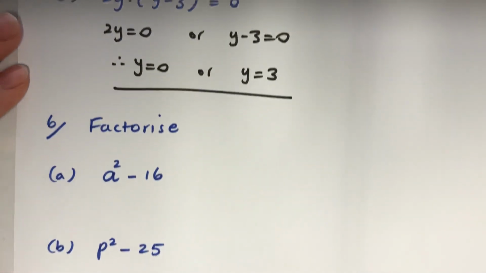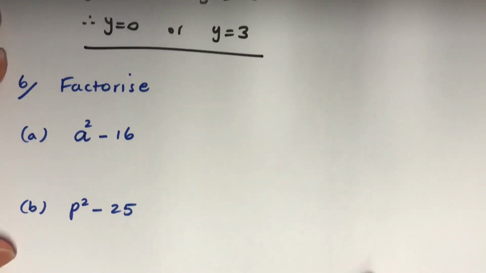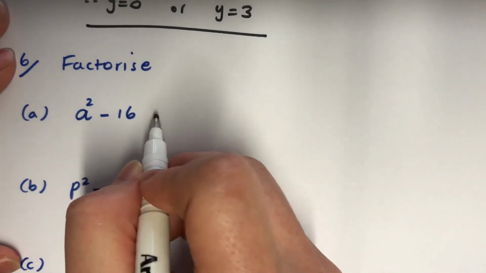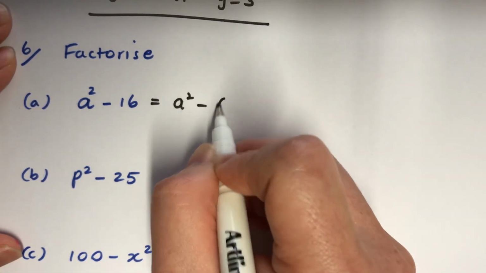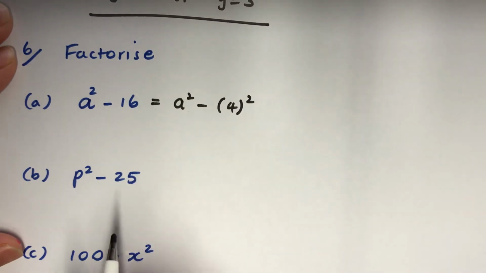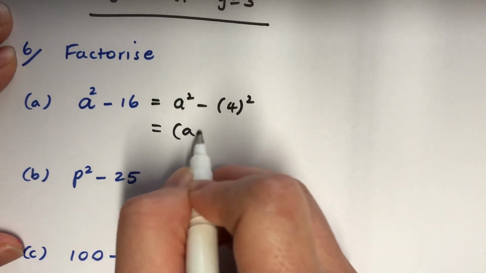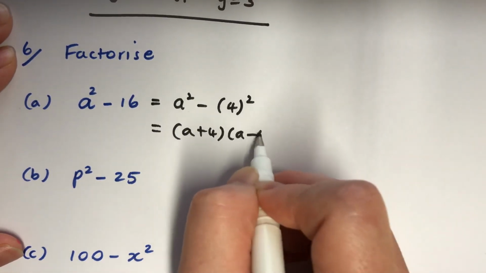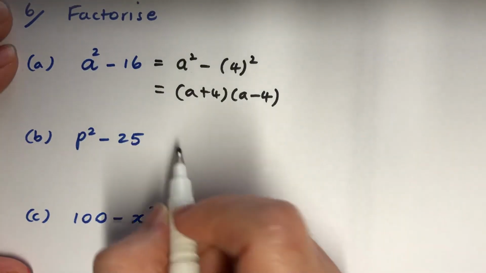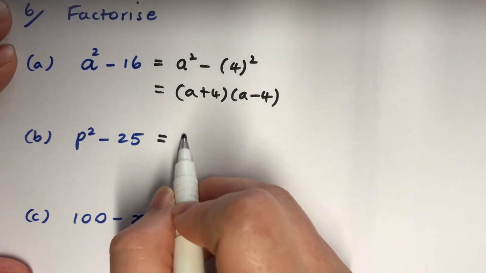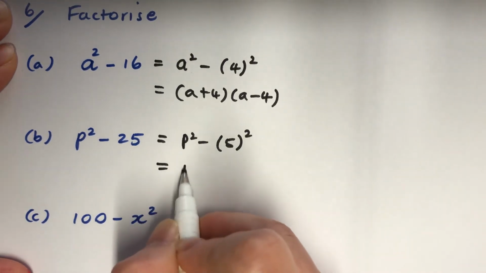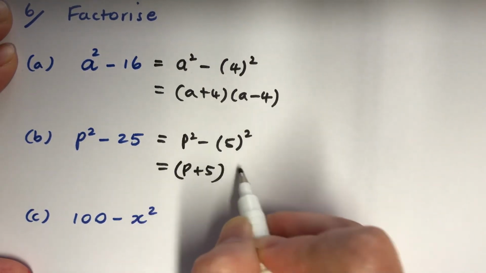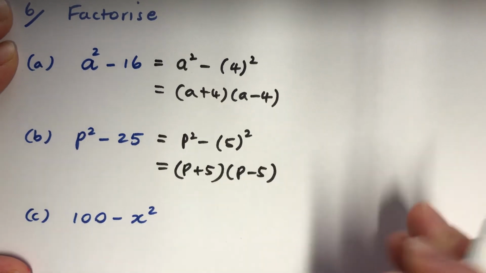Excellent. Now, factorize. This is a difference of two squares. It's a special factorization one. So I'm just going to write it in terms of square expressions. And then I'll put it into a minus 4. And this one is the same. p squared minus 5 squared. So it'll be p plus 5, p minus 5.